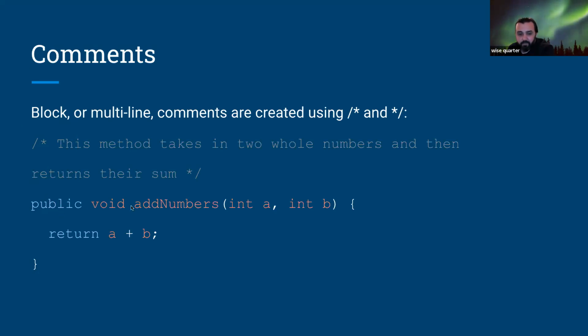For example, here there's a public method, void addNumbers, int a, int b. We'll talk about the variables later. It returns a plus b. The comment says this method takes two whole numbers and then returns their sum. There's a problem here: it's not void, it should be int actually.